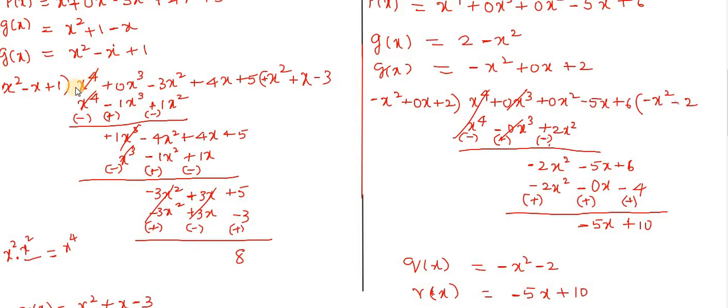So here plus x power 4 minus x power 4 get cancelled, so we can cancel this. So then plus and here plus, so it is 1x cube. So then minus 3x square minus 1x square minus 4x square, then write this plus 4x, then plus 5.